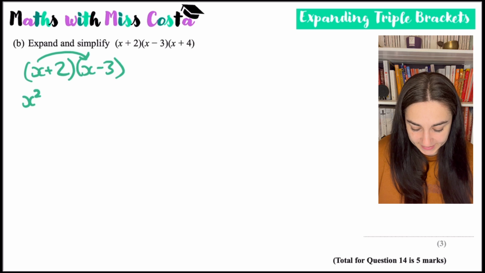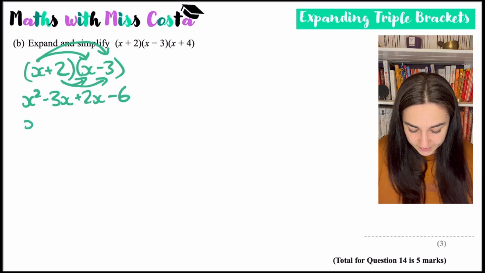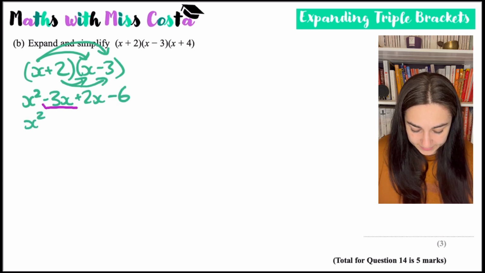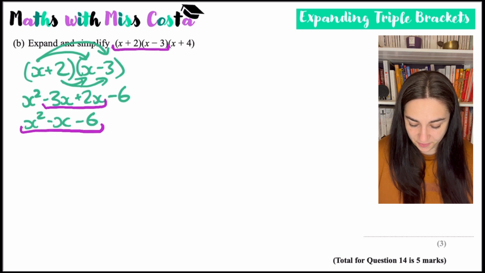So x times x is x squared, x times minus 3 is minus 3x, 2 times x is 2x, and 2 times negative 3 is minus 6. We can simplify that. So minus 3 plus 2 is minus 1. So my first bracket, I know, expands to this.